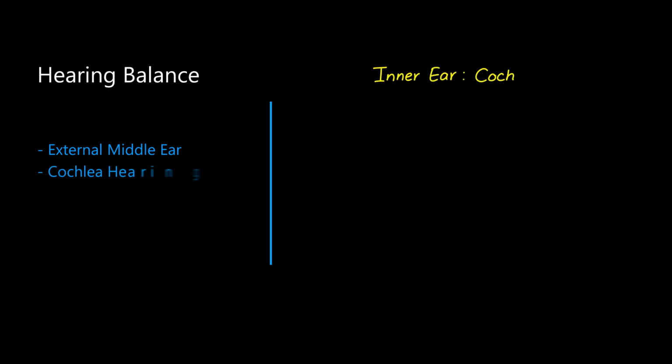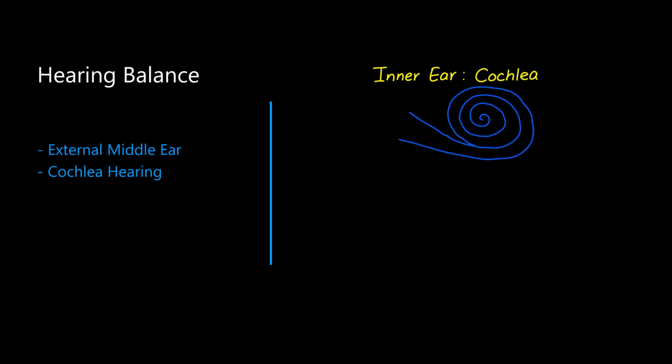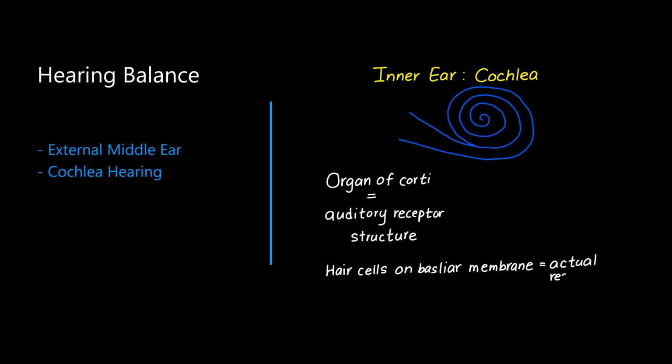The inner ear is where things get sophisticated. The cochlea handles hearing. Inside it, the organ of Corti sits on the basilar membrane and contains hair cells that are the actual auditory receptors. Sound vibrations move fluid in the cochlea, which bends these hair cells, generating nerve impulses sent through CN8 to the brain.